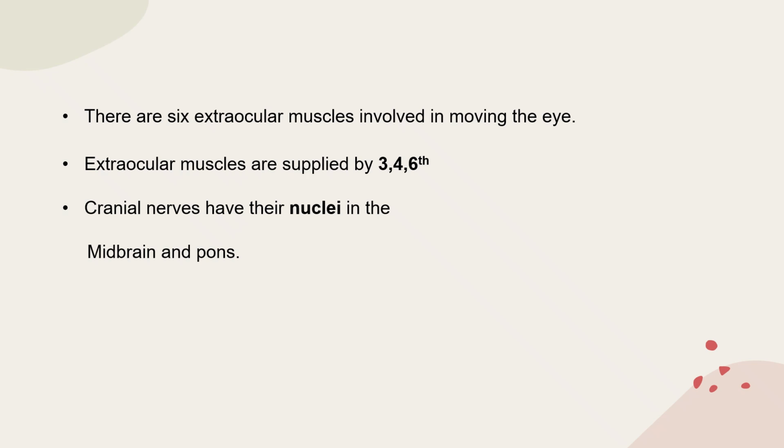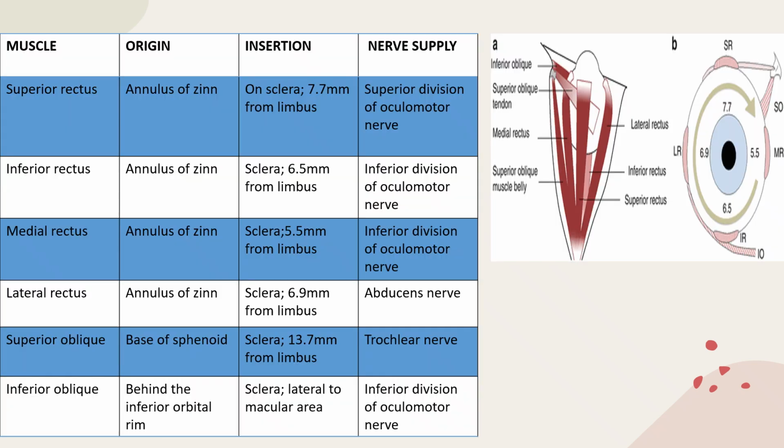Cranial nerves have their nuclei in the midbrain and at pons level. So we know there are six extraocular muscles, four recti and two oblique muscles: superior rectus, inferior rectus, medial rectus, lateral rectus, and two obliques, that is superior oblique and inferior oblique. All the recti muscles and the superior oblique take origin from the annulus of Zinn, except the inferior oblique that has origin behind the inferior orbital rim.